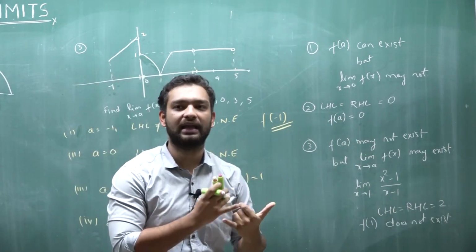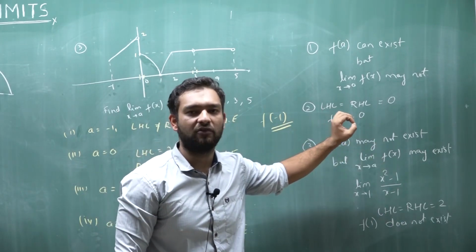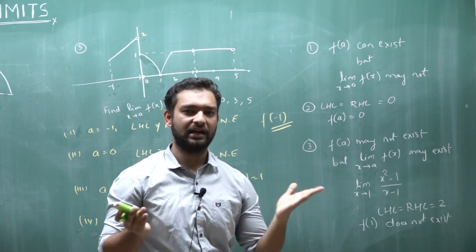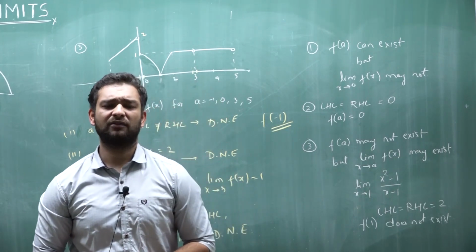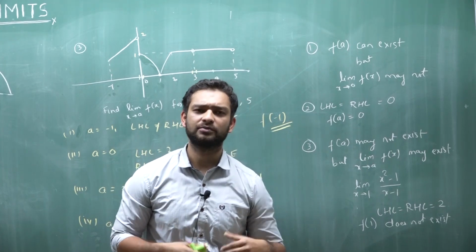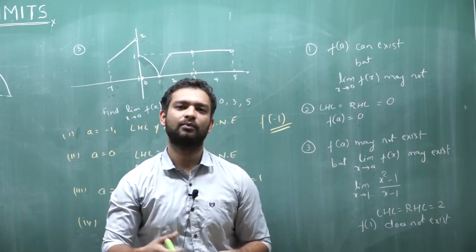Okay, so from here what you can learn is f of a may or may not exist, but still the limit can exist, or even if the limit does not exist, your f of a can exist. They both are not interlinked. Okay, so that's it for the basic part of the limit. Next we are going to cover the indeterminate forms of limit, and we'll start with some of the basic examples again from this, and then we'll move further.